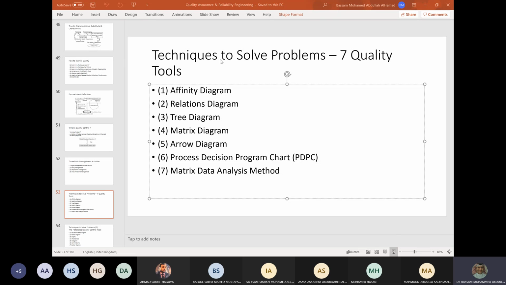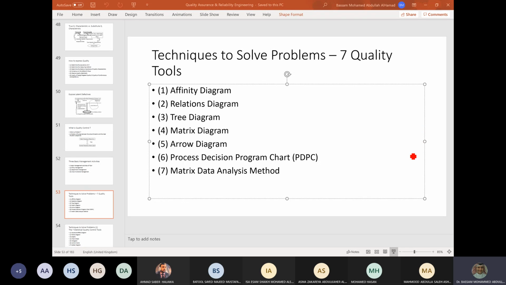So what do we have here? We have techniques to solve problems. There are 7 quality control tools. Talking about the 7 quality control tools, I already told you that we have 7 here and another 7 here. We are going to study these 7, which were the original quality control tools, the ones that you can see here. And then we are going to study another 7.